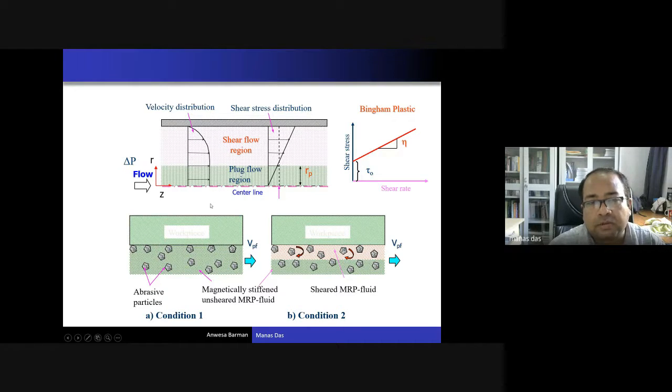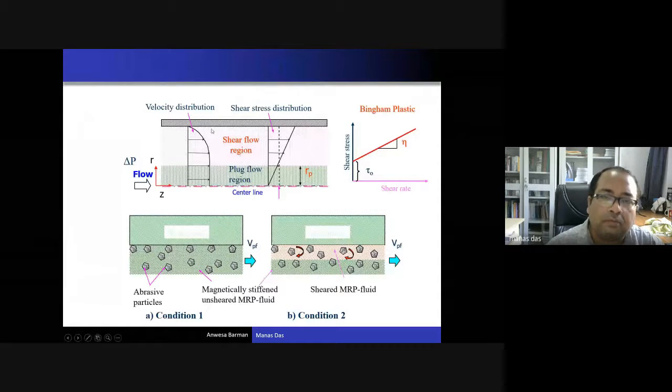Why am I telling this? We need this plug flow region as much as possible, because in the plug flow region, the chain structures bonding the abrasive particles are not broken. But if we have more shear region or yielded region, there is a chance of rotation of these abrasive particles. So we have to apply a sufficient amount of magnetic field so that the maximum portion of the fluid is in the plug flow region. Only at the wall will a certain amount of yielded zone be there.